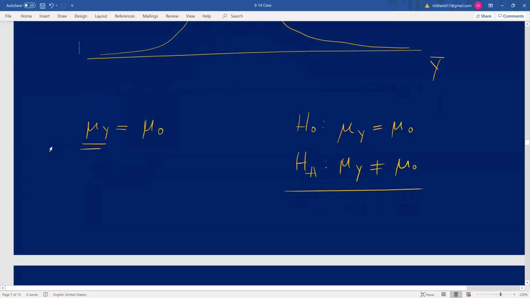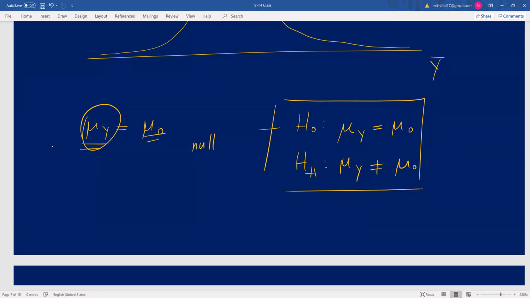We don't know mu y. Let's hypothesize that mu y is mu 0. So this is how you formally write the hypothesis. We have H null, which we call the null hypothesis, and we have HA, which we call the alternative hypothesis. Sometimes instead of HA, we could use H1, but that's not a problem. Sometimes they use H1, but I always use HA because I prefer it, because it's clear.